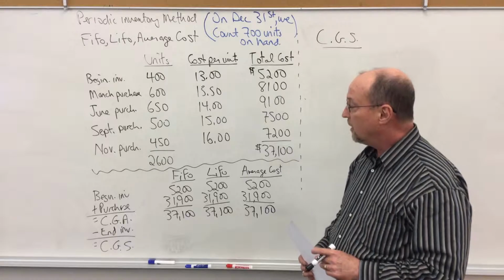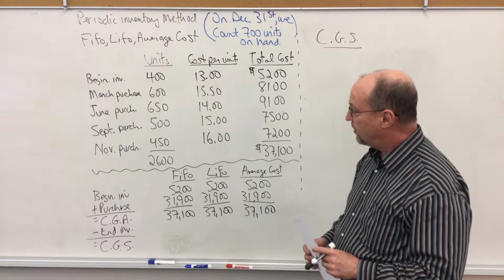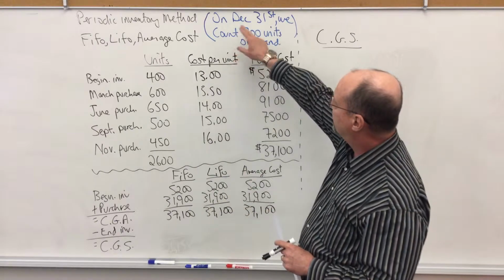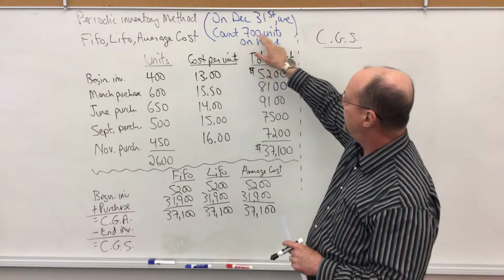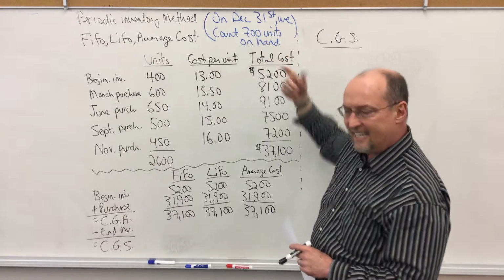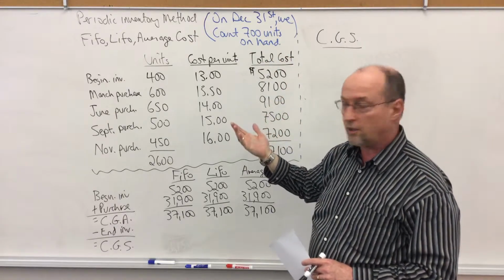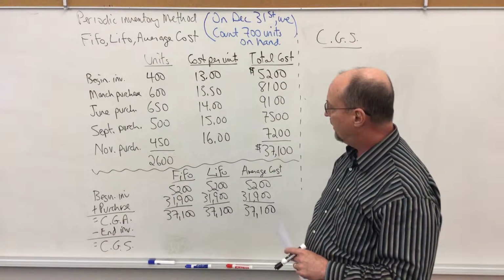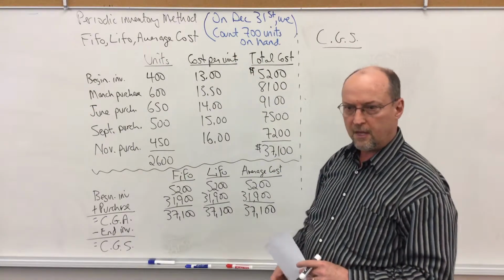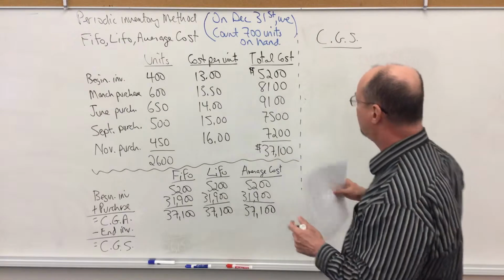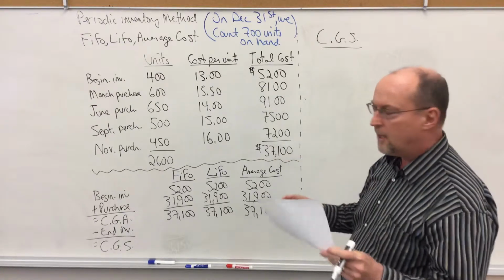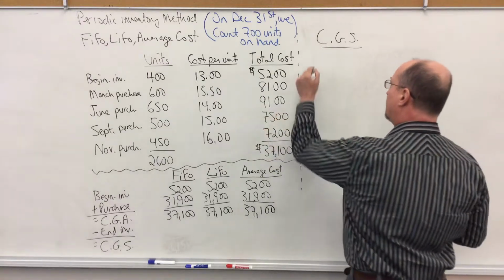Now, last in, first out. We had 2,600 units available for sale. On December 31st, we count 700 units on hand in ending inventory, which means they weren't sold. So 2,600 minus 700 is 1,900 units sold. So let's calculate the cost of goods sold using LIFO. Last in, first out.